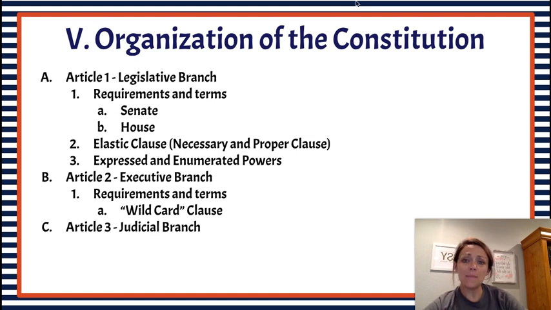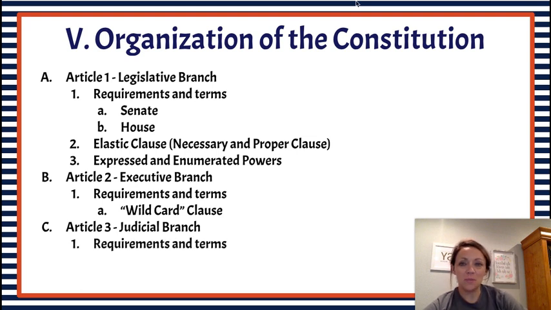Article 3 sets up the judicial branch. The judicial branch includes the Supreme and federal courts, okay? So we'll talk about the federal court structure later on. But the requirements to be a member of the Supreme Court are fun. There are none. The only requirement that you have to meet, according to the Constitution, is that you have to be appointed by the president, and your appointment has to be approved by the Senate.